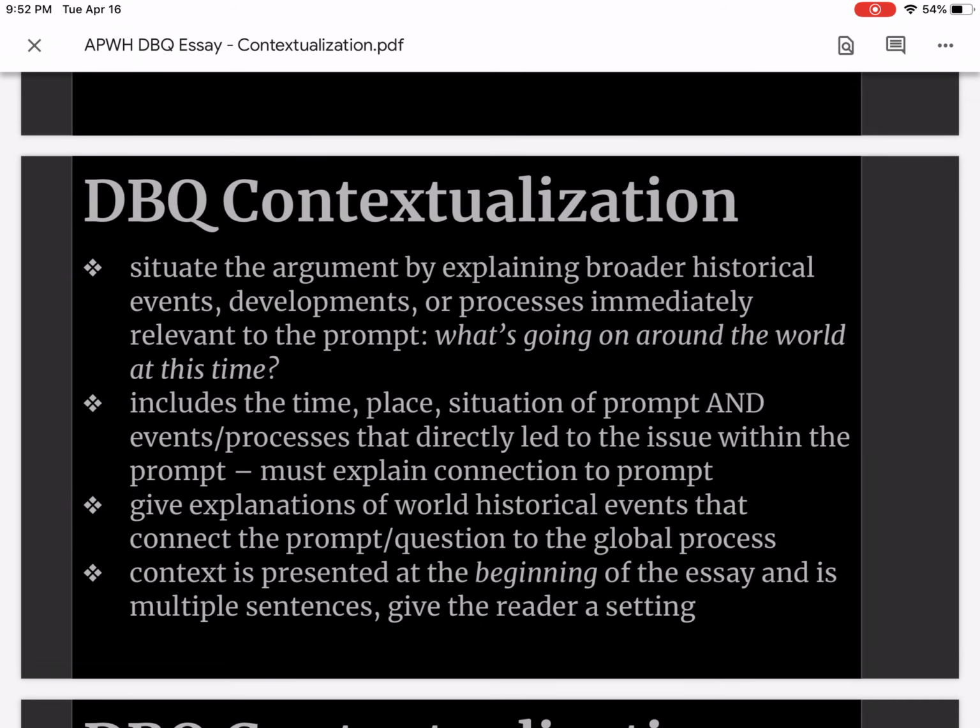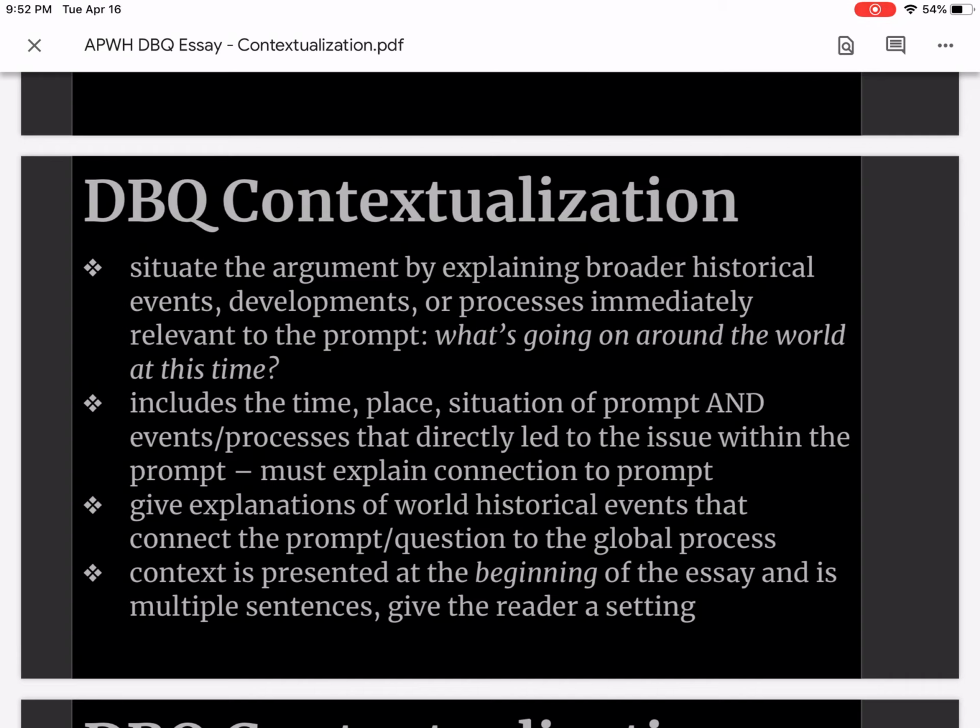Contextualization situates the argument by explaining a broader historical event, development, or process that is immediately relevant to the prompt. What's going on around the world at this point in time? How do we get to this point, right, that's relevant to the prompt? How does it fit into world history? How is it a part of something greater? That's the context. This includes time, place, and most importantly, the situation of the prompt.